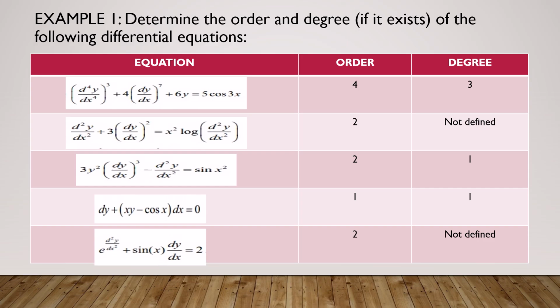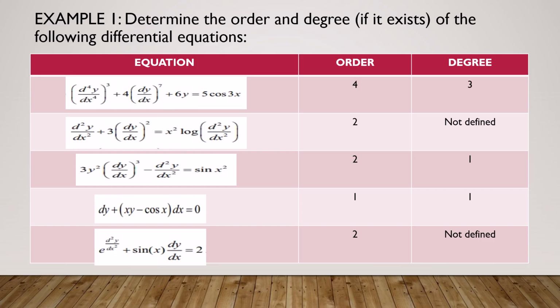So the order is 2. And what is the power of d square y by dx square? 1. So the degree is 1. See, here also sine is there, but sine of x square, sine of derivative is not there. So don't get confused in it. If sine, log, exponential function of derivative exists, then degree will not be defined.